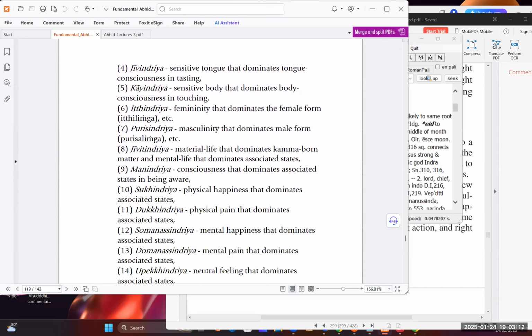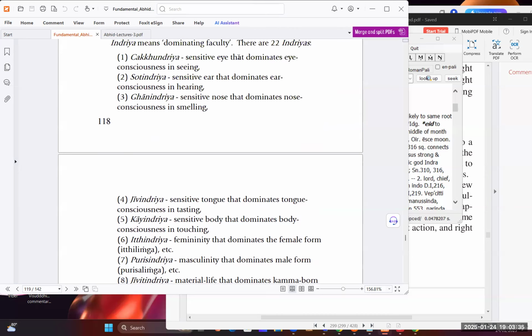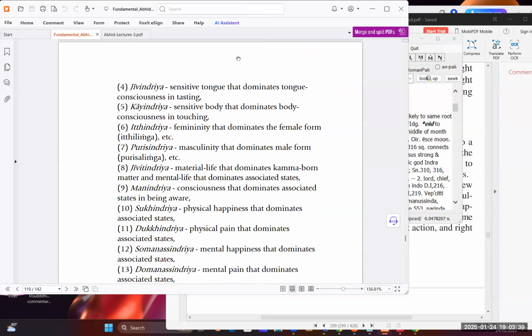Okay. So somebody read. Okay, Brother Ko, can you read? Yeah. Number 4 already. I thought you needed number 1, 2. Oh, you want to read number 1? Okay, up to you. Oh, there are 22 Indriya. Okay, you read from number 4.